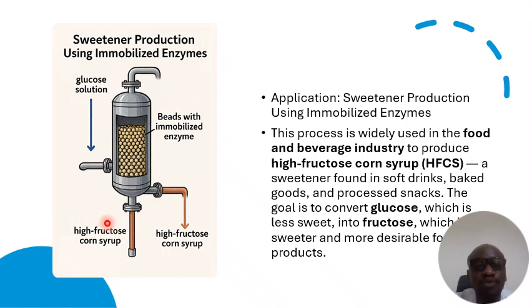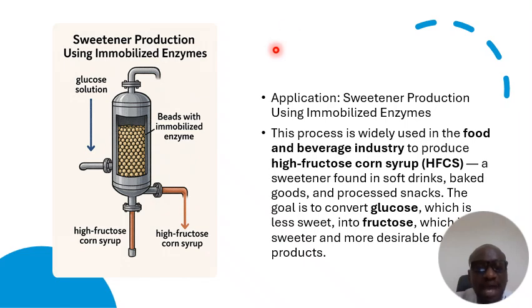Lastly, for sweetener production using immobilized enzyme, in an industrial setup again, a glucose-rich solution, usually from cornstarch, is passed through a packed bed reactor filled with immobilized glucose isomerase enzyme. As the solution flows through, the enzyme converts glucose into fructose, resulting in high fructose corn syrup, a sweeter and more desirable product used in soft drinks and processed food. The immobilized enzymes stay fixed as usual, allowing the process to run continuously and efficiently.